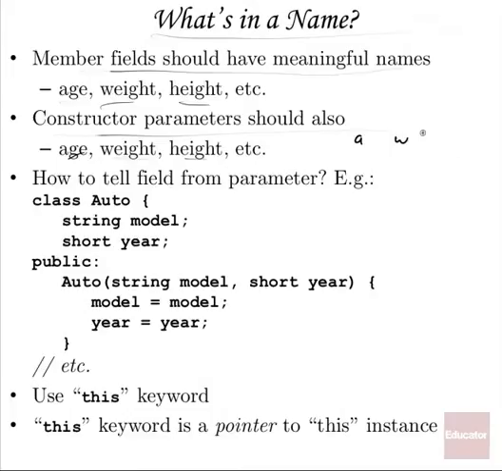So how do you tell the field from the parameter? In the example here, we have a class Auto. It has a string model and a short year, so that'll be like a 2012 Ford, for example. And here's our constructor. We're using the same names as the parameters, so we're setting model equal to model, year equal to year. Well, in that specific context, it's pretty obvious which one you're looking at. Obviously, what we're doing is setting our member variables equal to the values passed in by our parameters.